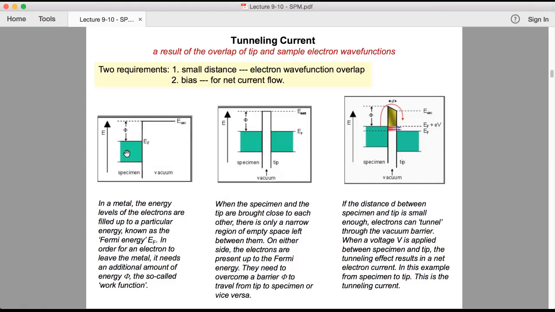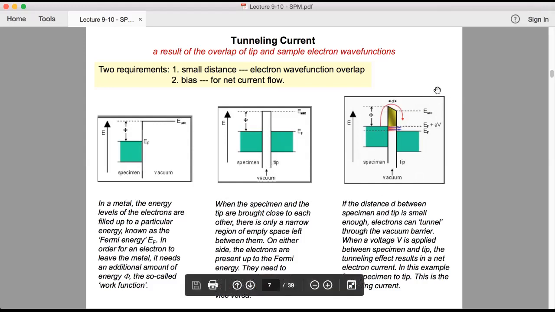energy level. If the electron wants to leave the specimen and get into the vacuum, it needs to overcome this barrier. Overcoming this barrier means it needs to gain energy. We call it the work function. So if you supply the specimen with this energy, you can get the electrons to overcome this barrier and come out of the atoms into the vacuum. Right.